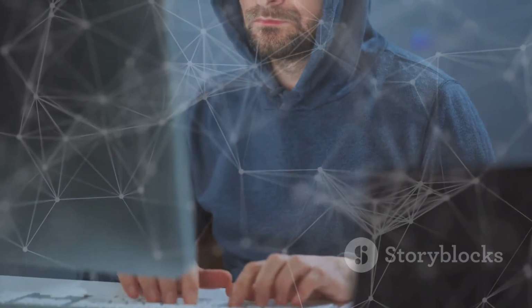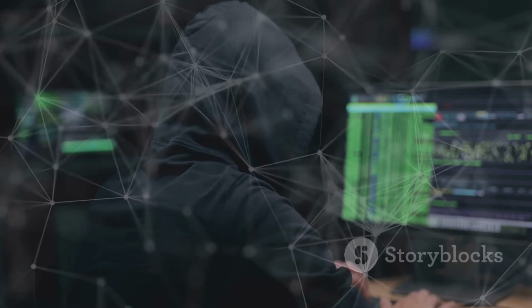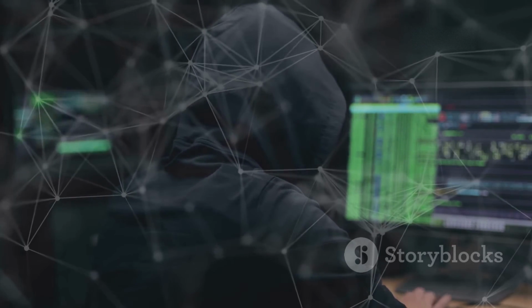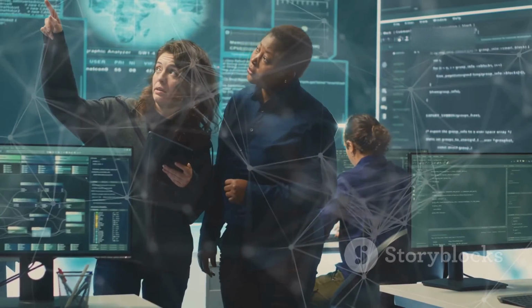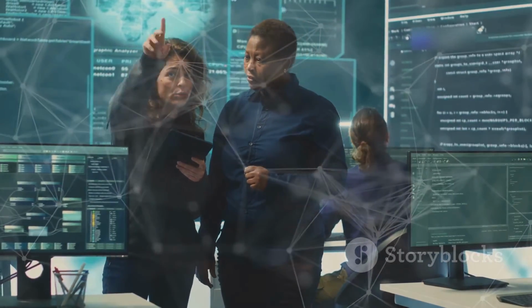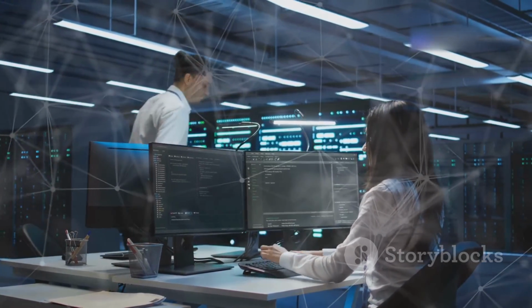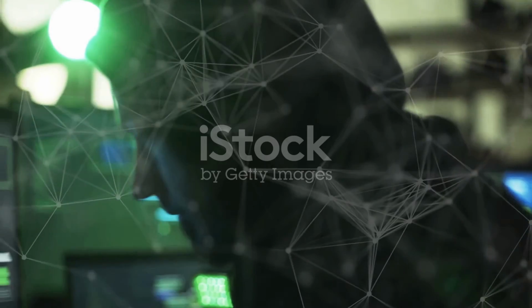Responsible disclosure is a key principle of ethical hacking. When a vulnerability is discovered, ethical hackers report it to the affected organization through proper channels, allowing them to fix the issue before it's exploited. This collaborative approach helps make the internet a safer place for everyone. Ethical hacking and responsible disclosure are essential for strengthening cybersecurity defenses and building trust between security researchers and organizations.